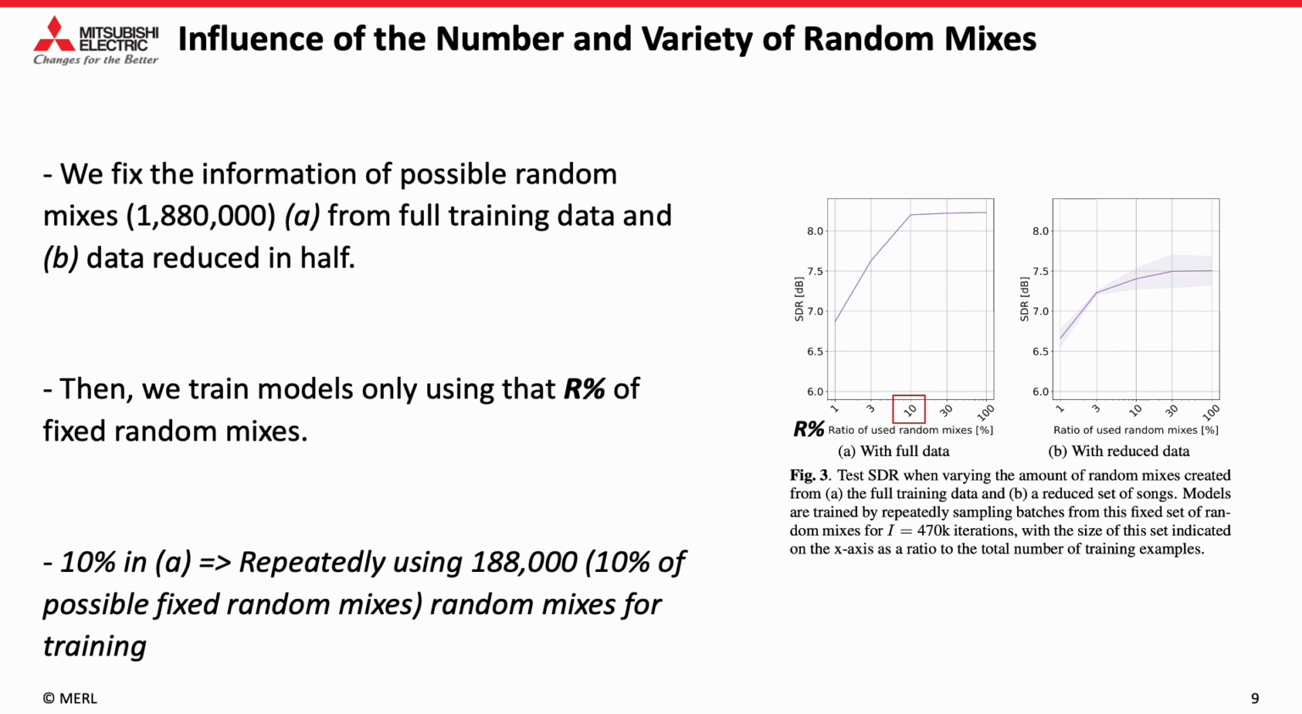Here we check the influence of the number and variety of random mixes. First, we fix the set of possible random mixes, which corresponds to about 2 million segments from the full training data, as you can see in figure A, and data reduced in half in figure B. Then we train models using only R% of fixed random mixes. So, for example, from figure A, 10% on the x-axis corresponds to the model repeatedly trained with 188,000 fixed random mixes.